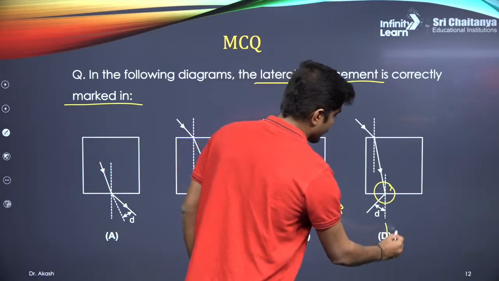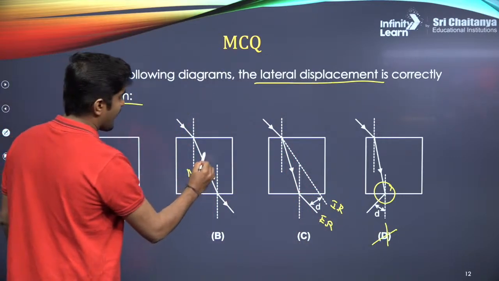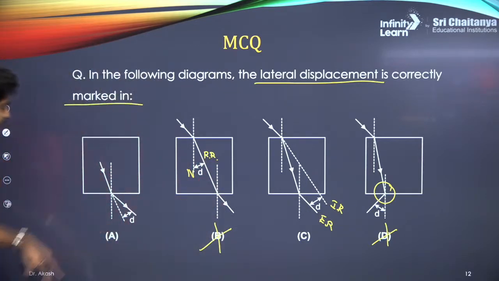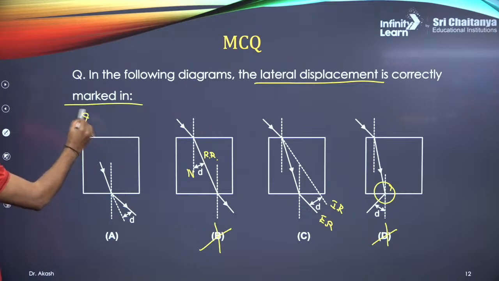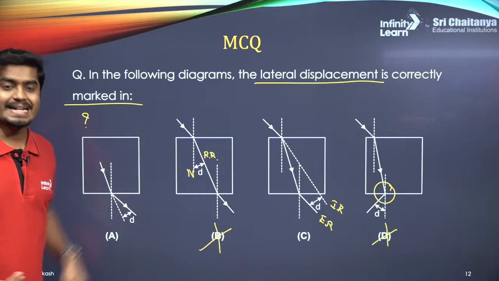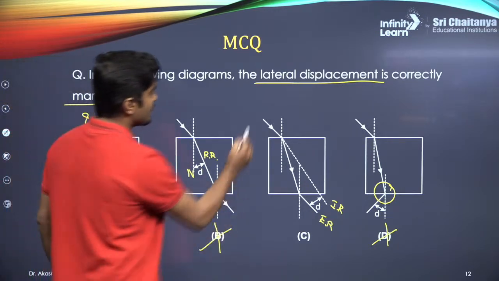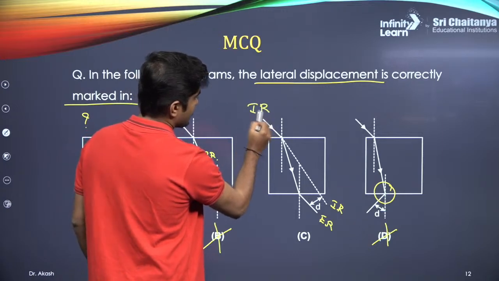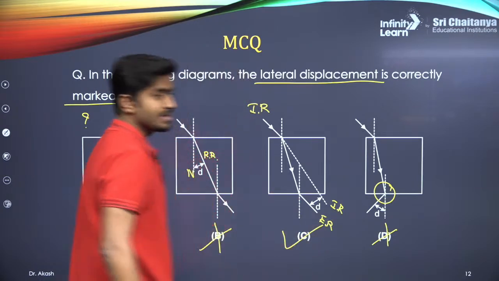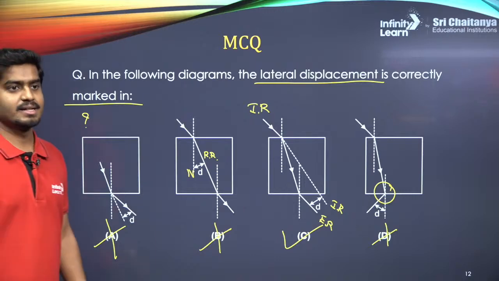So this is not correct. How about these two? Here it is between the normal and the refracted ray, which is not correct. How about here? Here they have not shown anything, so they have not represented what the incident ray is. So even this is not correct. In this one, there is the incident ray, there is a direction of the incident ray, and there is an emergent ray. So this diagram is correct. Option number C, nice, correct, awesome.